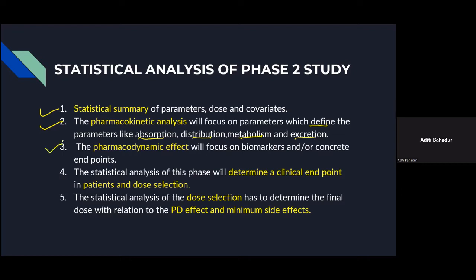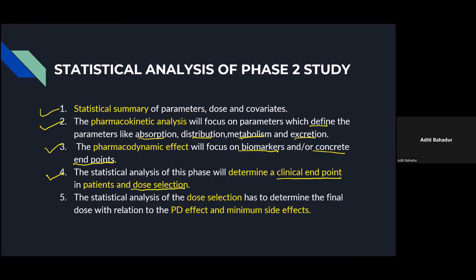So we assume that the pharmacodynamic model is made at this point. We understand the model, and here we will focus more on the biomarkers and concrete endpoints. And the statistical analysis of this phase is very important because here we want to select a final dose for the phase 3 study, and we want to finalize the clinical endpoint, and this will lead to dose selection in patients.